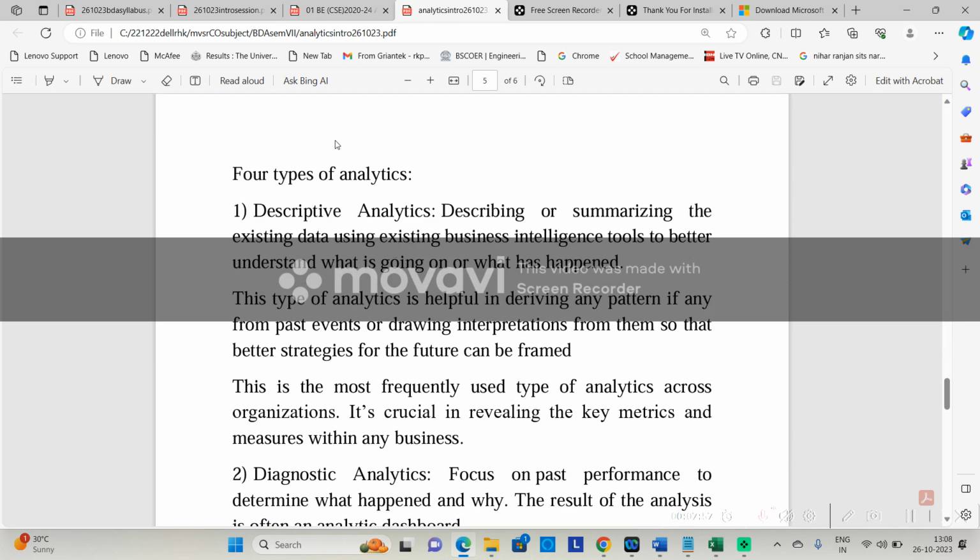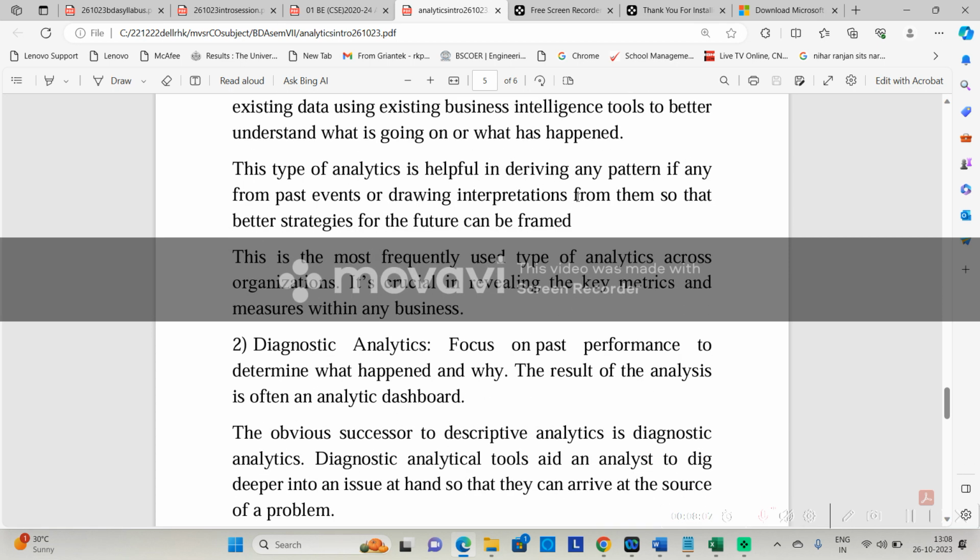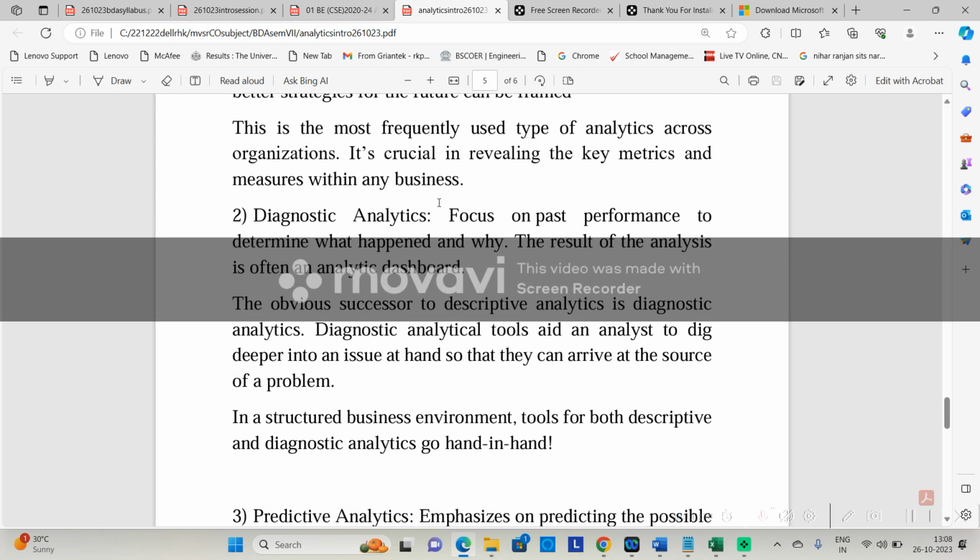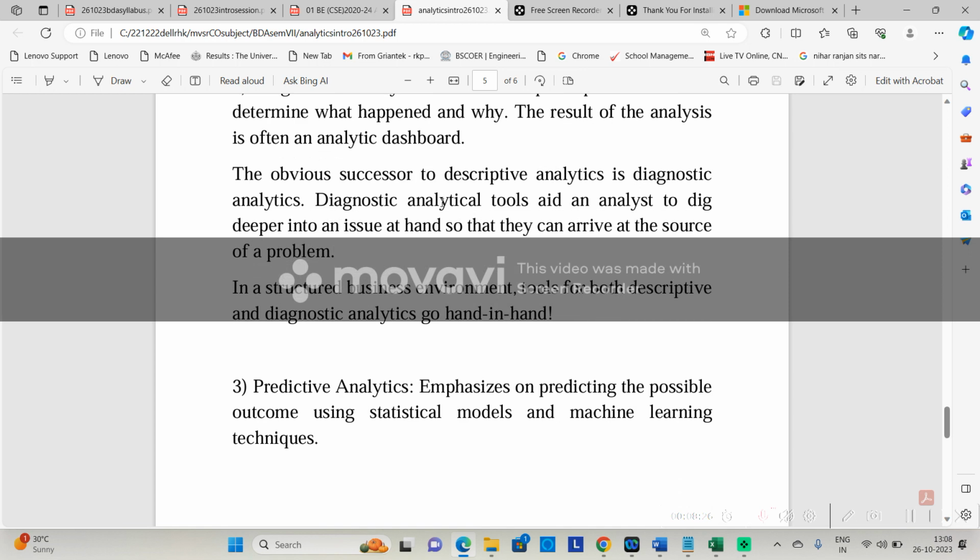Coming to the four types of analytics, we have descriptive analytics, which is summarizing the existing data using some visual cues, graphs. They help in deriving patterns, drawing interpretations, going for better strategies. This is the most frequently used type of analytics. The second type of analytics is diagnostic analytics, which speaks about what happened and why. And usually the result of diagnostic analytics is a dashboard.